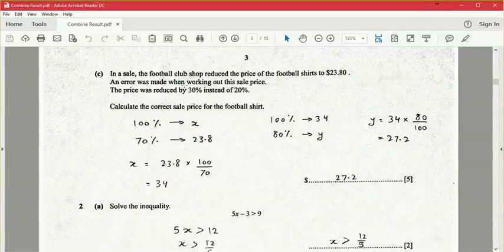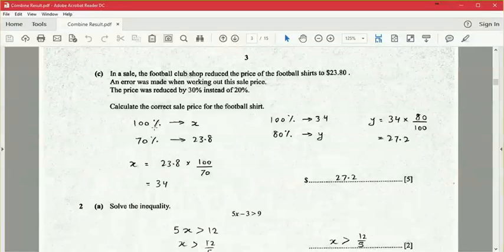C. For C, in a sale, the football club shop reduced the price of the football shirts to 23.8. An error was made when working out this sale price. The price was reduced by 30% instead of 20%. Calculate the correct sale price for the football shirt.